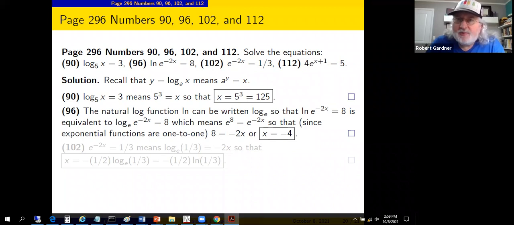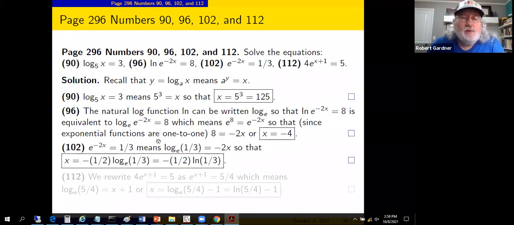Of course, these are set up to be solved with a little bit of knowledge that we have about logs and exponentials. Number 102. Solve e to the negative 2x equals 1/3. Okay. We're trying to get to x, so we're solving for x. How are you going to get the x out of that exponential function? Well, let's rewrite it as a logarithmic expression. This means log base e of the right-hand side equals the exponent. Log base e of 1/3 equals negative 2x.